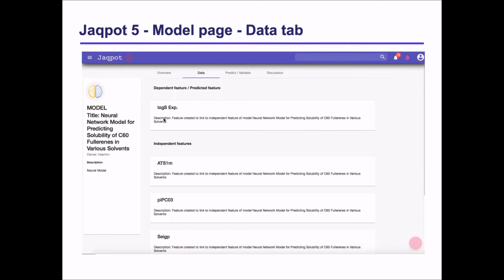Or predicted features, sorry, that's the same, and the independent features. So this is the one, log S of the exposure is what we are predicting, and the independent features are here. These are various descriptors that we will be talking about, and this is actually the example that we will be visiting later on.